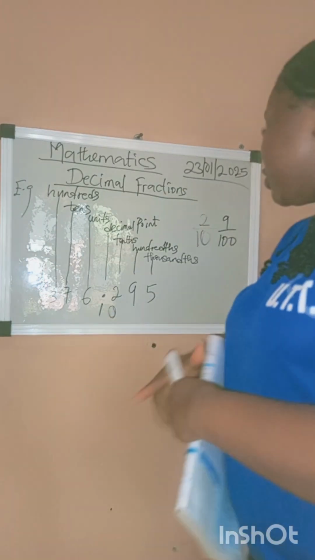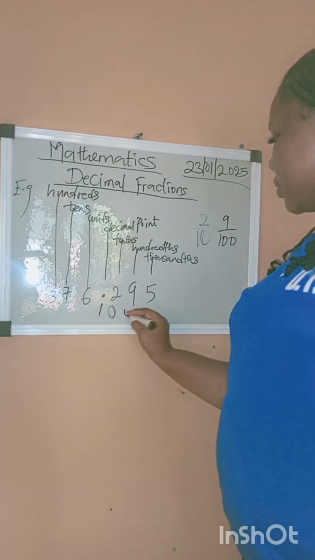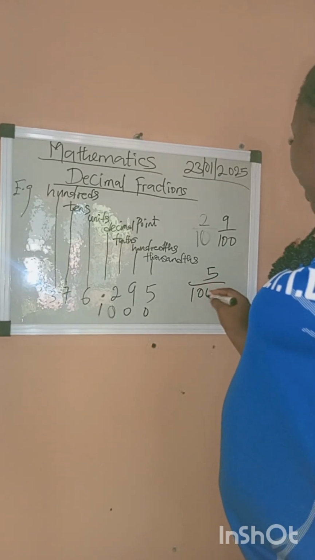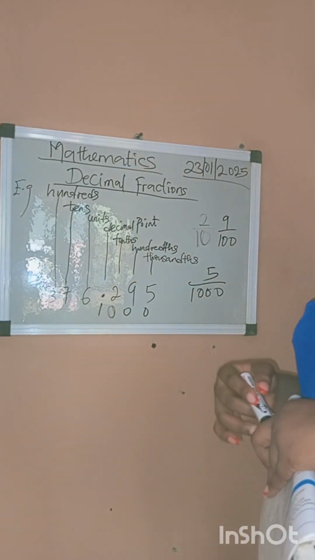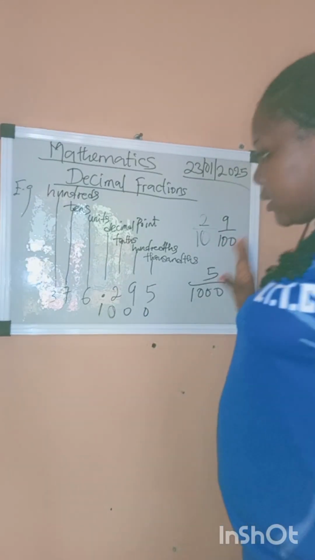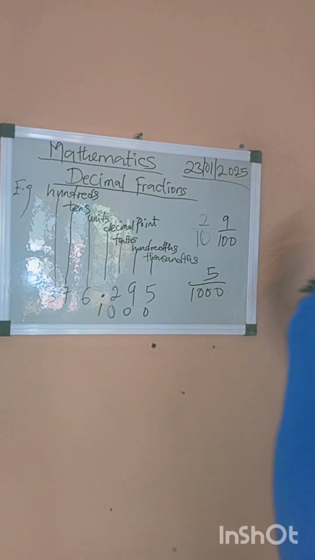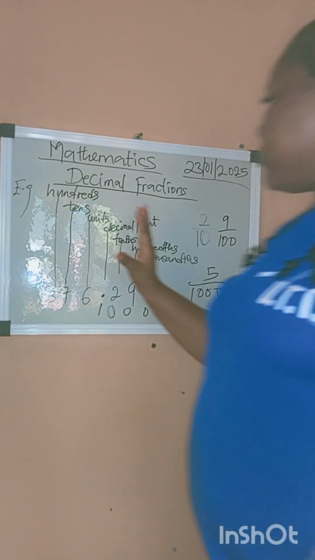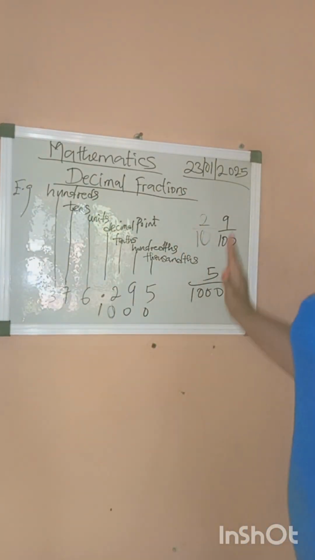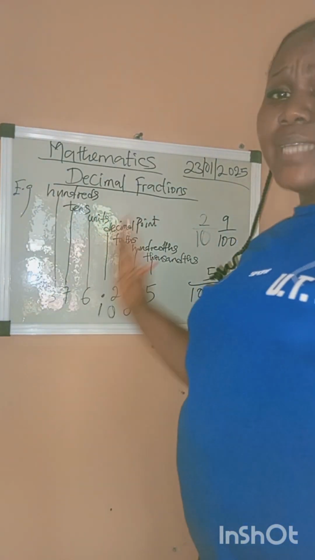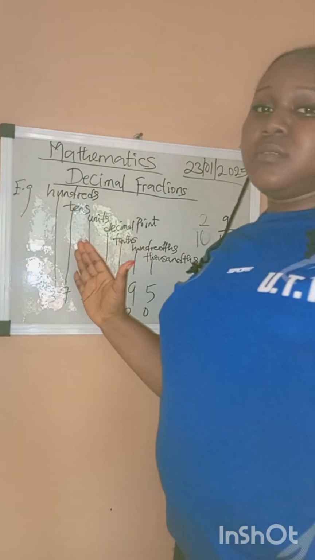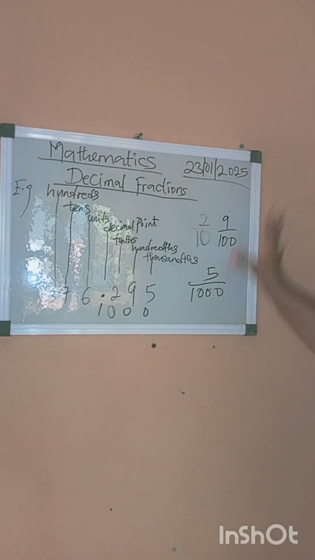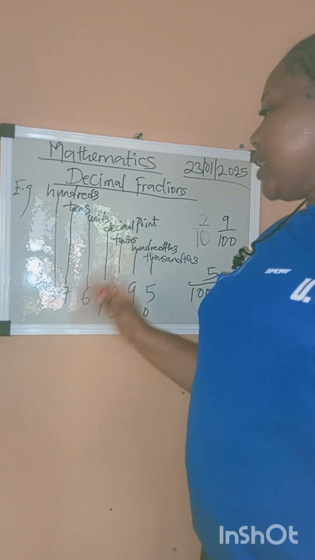And for 5, it will be 0, 0 here. It will be 5 over 1000. So this is your answer. Once you have arrived to this side, you have already got your answer. I hope you understood there, because this side and this side are different. They are not the same. So from here, you arrive at your answer.